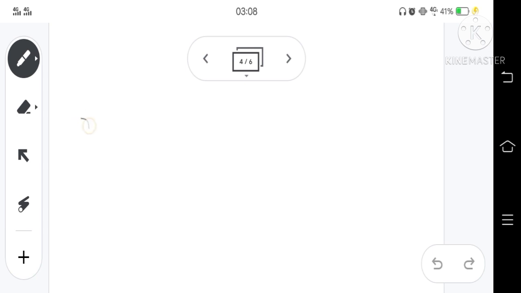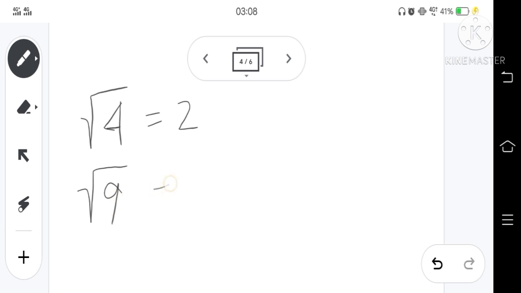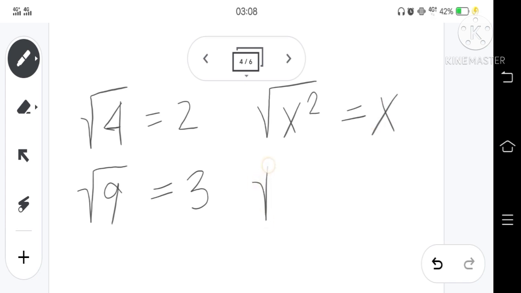Okay? So for example, what is the square root of 4? Think of a number whose square is equal to 4, and that is 2. Another, what is the square root of 9? This is equal to 3. Another, what is the square root of x squared? This is equal to x. Very good. And then, last example, what is the square root of y squared? This is equal to y.